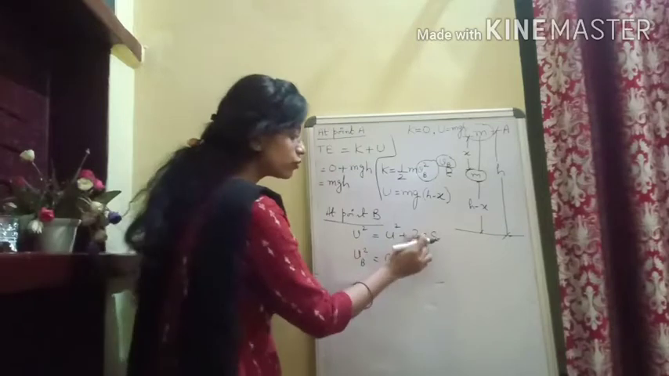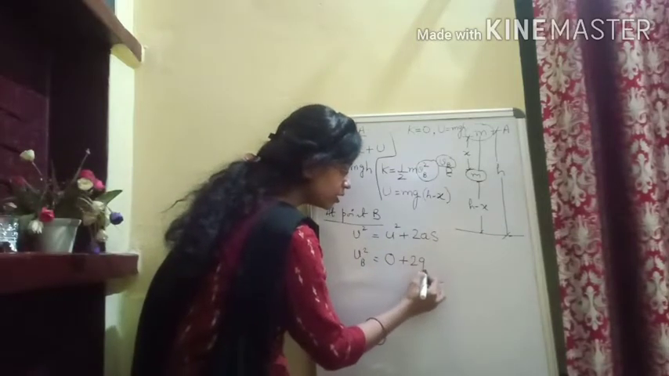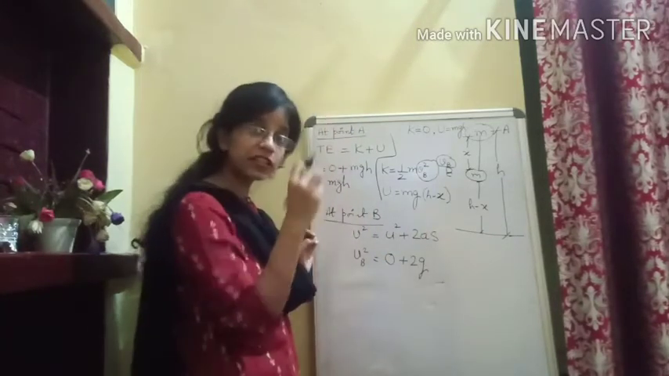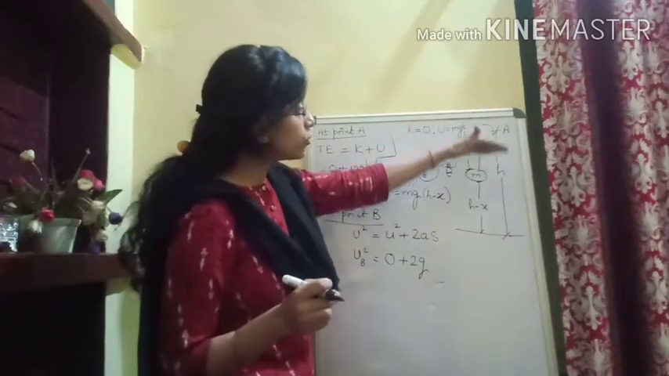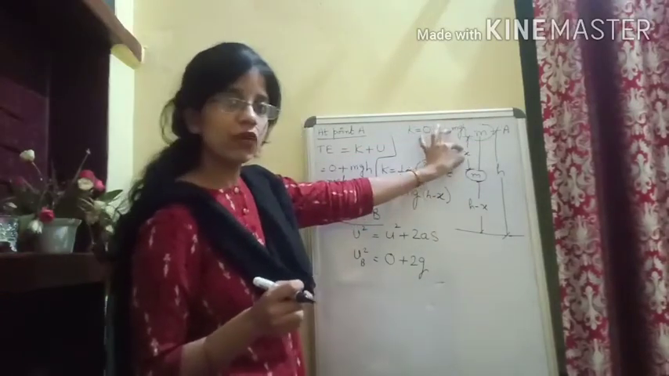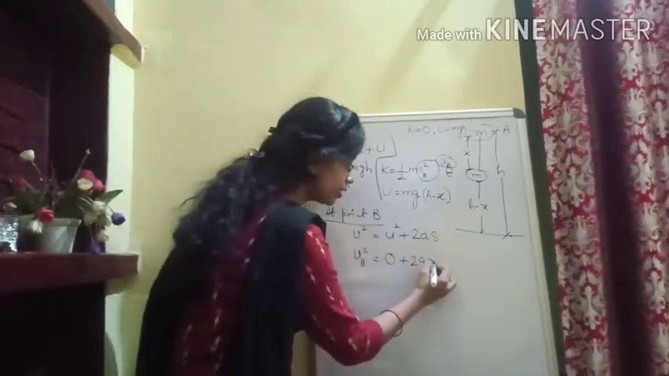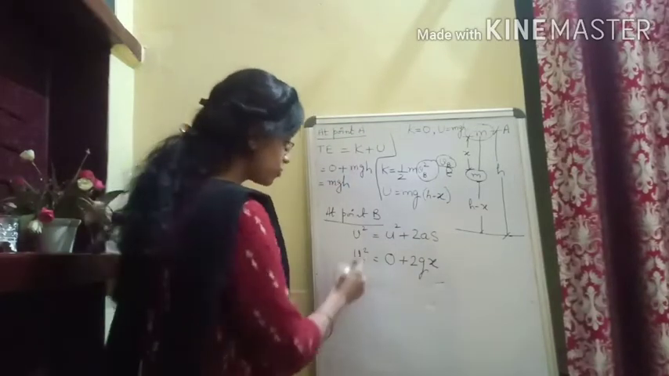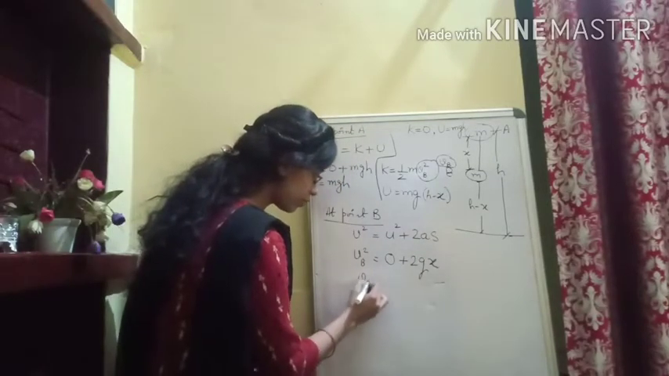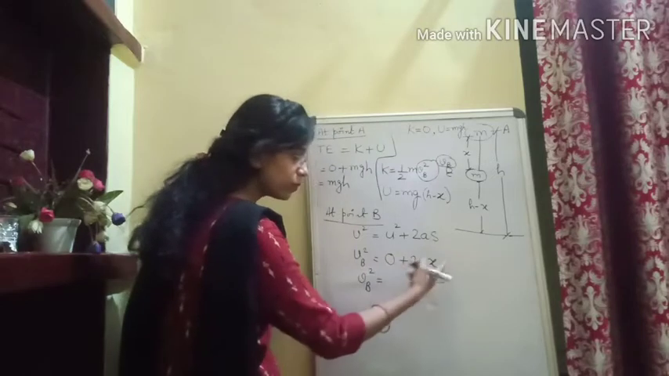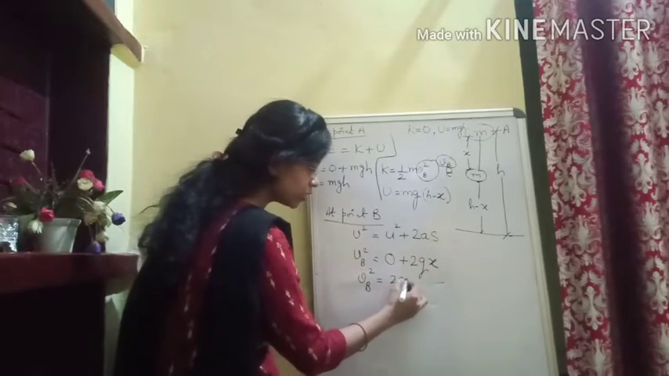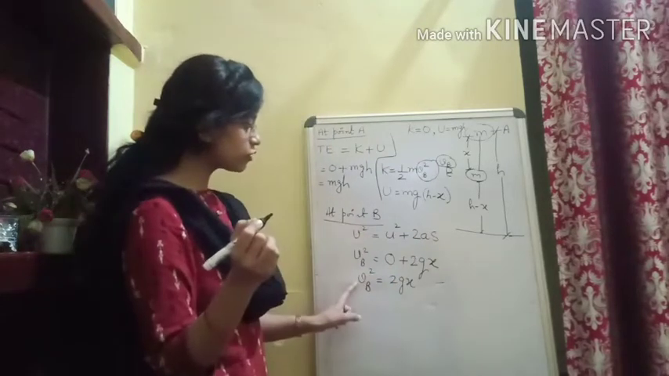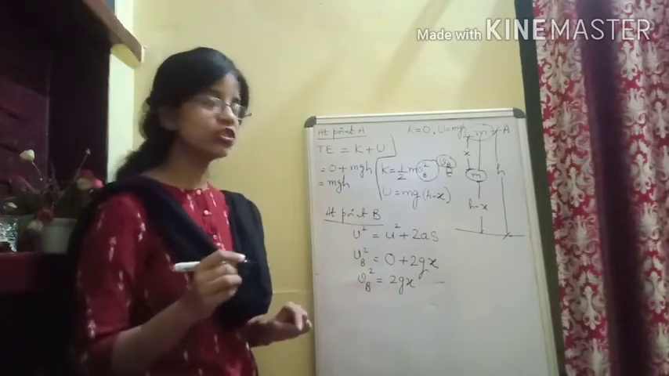So what are we going to write? We are going to write g. And what is the displacement covered from here to here? x. So we are going to write x here. Is it clear? Now if I write it properly, vb square is 0 plus 2gx, which is simply 2gx. So this is the expression: vb square is equal to 2gx.